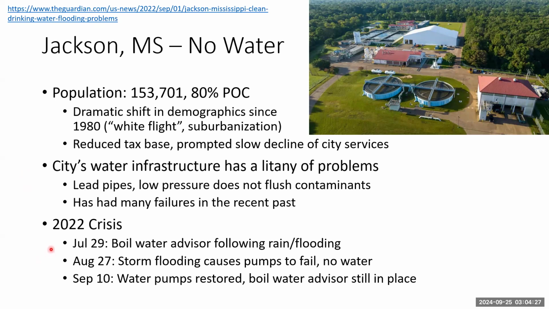So in late July, there was a big rainstorm that caused a lot of flooding and shut down the pumps. There was a boil water advisory. August 27th, another storm, more pumps failing, absolutely no water this time. And from July 29th until September 10th was an extremely limited water supply for an entire city. An entire city that has not only all the people that normally live there, but also the flagship university for the state of Mississippi is also located in Jackson.